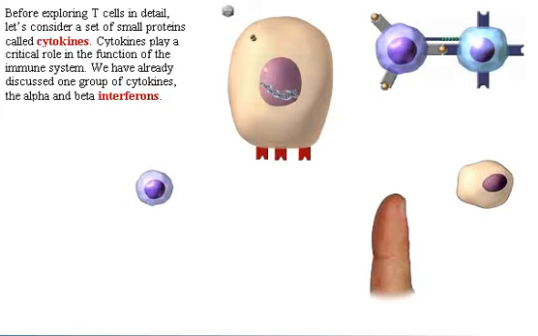Before exploring T cells in detail, let's consider a set of proteins, called cytokines, which play a critical role in the function of the immune system. Like the page boys of our medieval castle who run messages back and forth, cytokines transfer information within the immune system. We have already discussed one group of cytokines, the alpha and beta interferons. Click each image to discover some of the actions of cytokines.